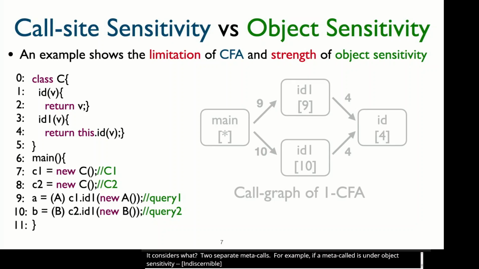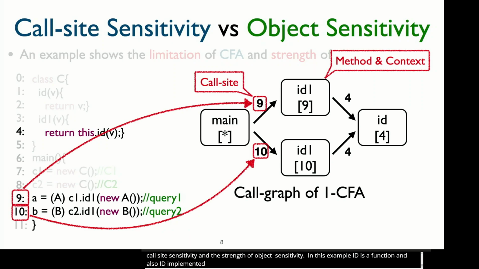Theoretically, call sensitivity and object sensitivity are incomparable, which means they have their own limitation and strength. This example shows the limitation of call sensitivity and the strength of object sensitivity. In this example, ID is an identity function, and ID1 is also an identity function implemented with ID. The right one shows the call graph of one call sensitivity. In a call graph, the edges present the call site, and the nodes present methods and their context. For example, this call graph presents that the main method invokes ID1 at two call sites 9 and 10, and their contexts are 9 and 10.